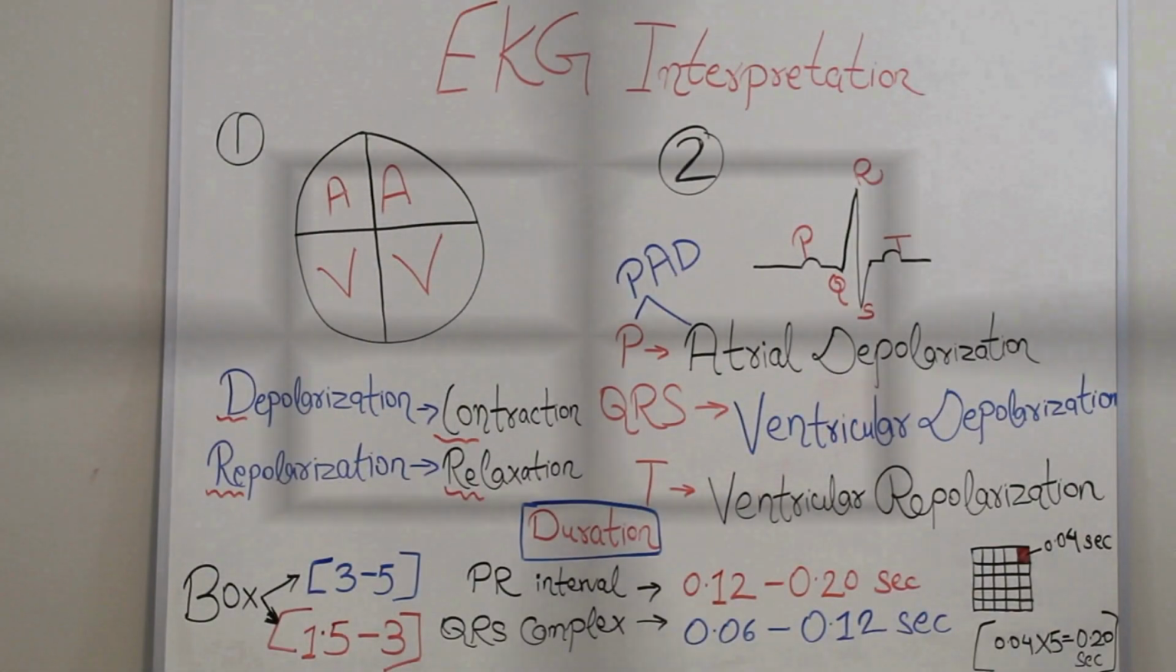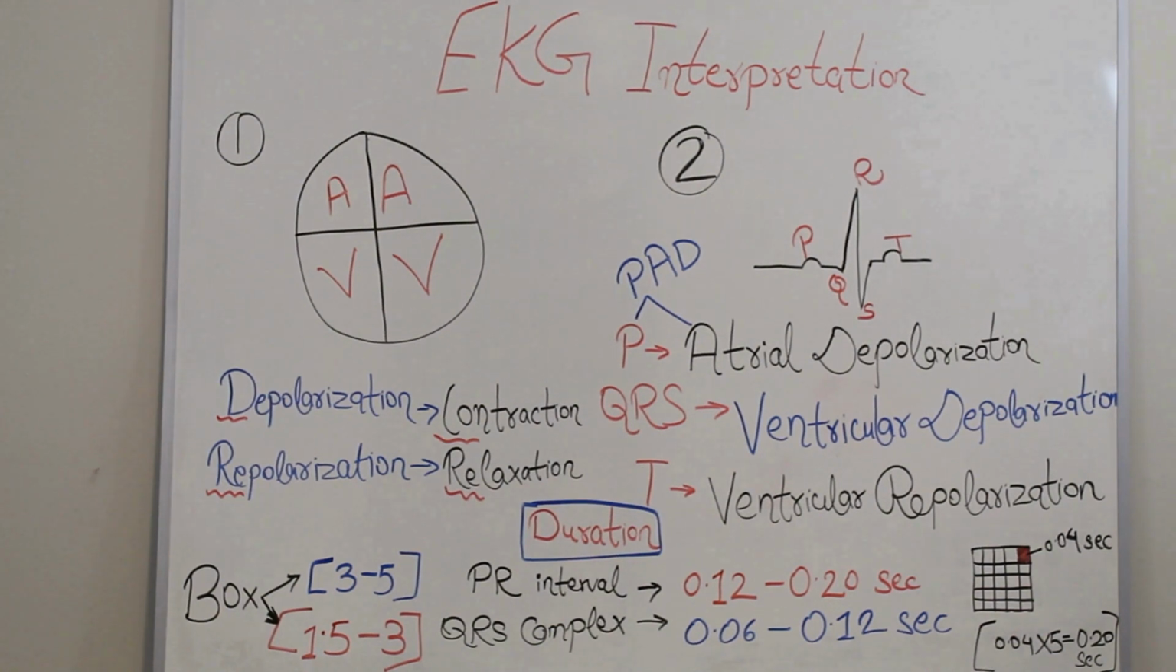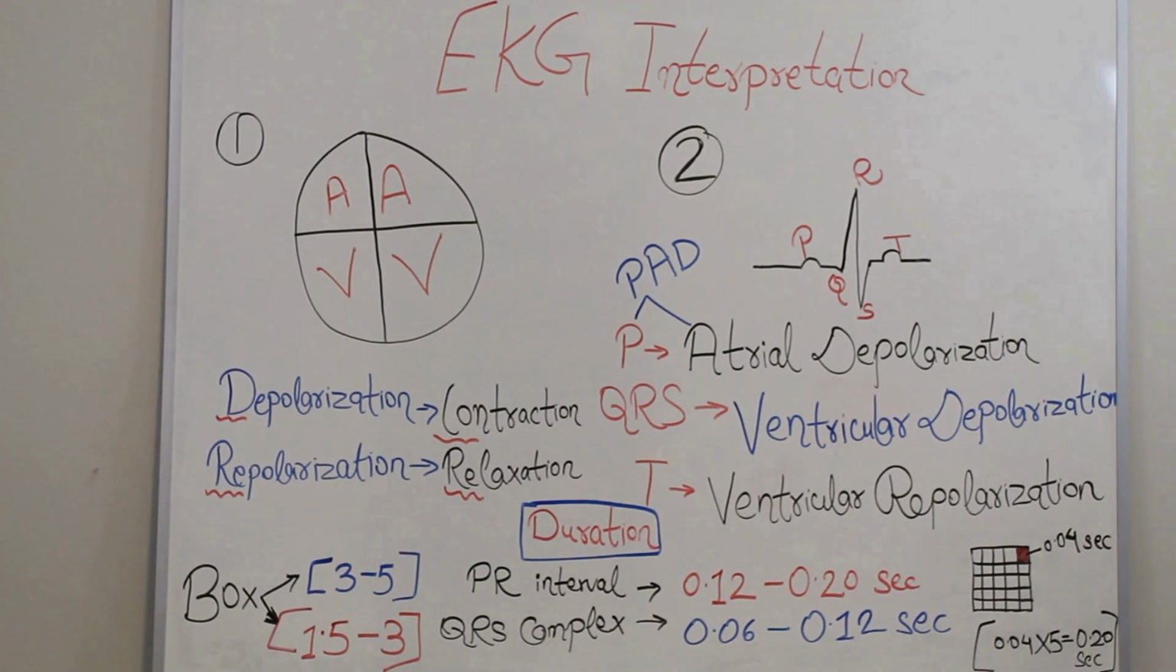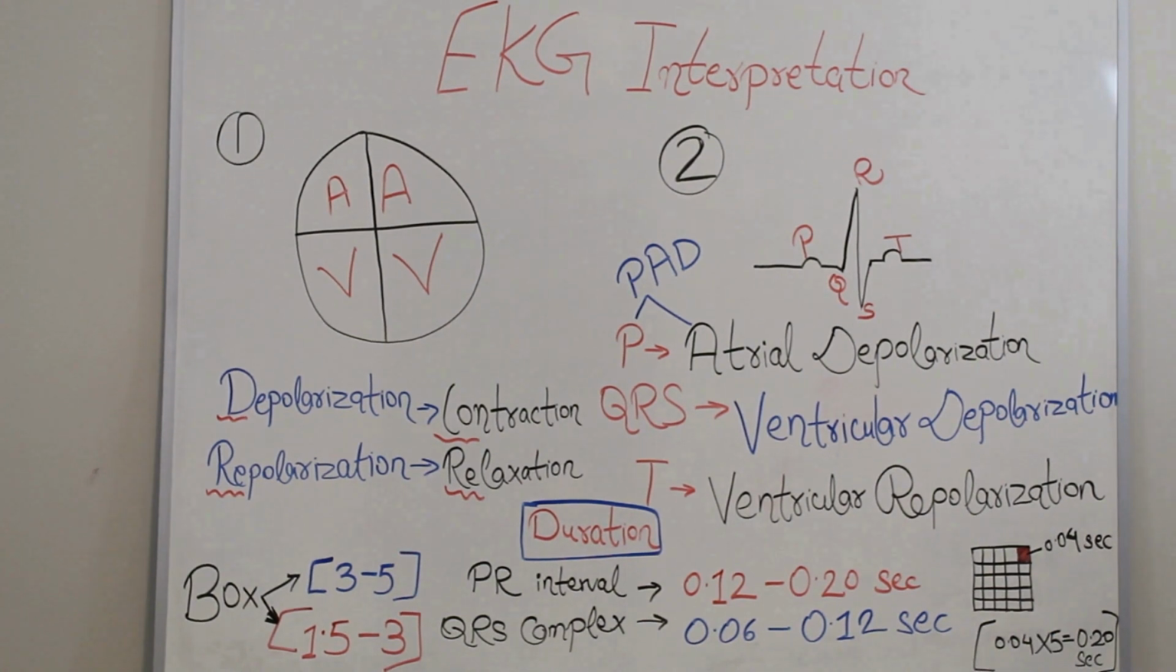The first one is depolarization and the second one is repolarization. Depolarization means contraction. If you forget what depolarization is, just remember that D comes with C. So C and D come together, right? Depolarization means contraction and repolarization means relaxation. Both have RE, so it's easy to remember.